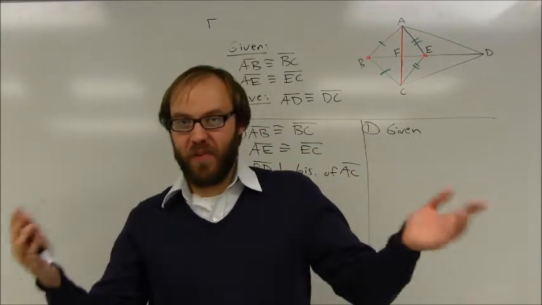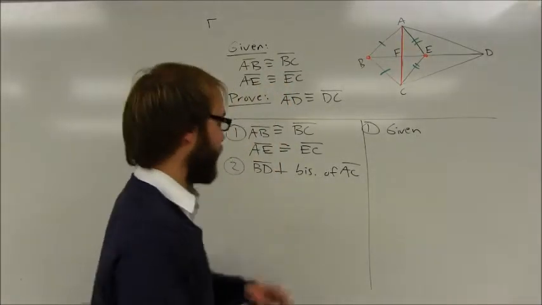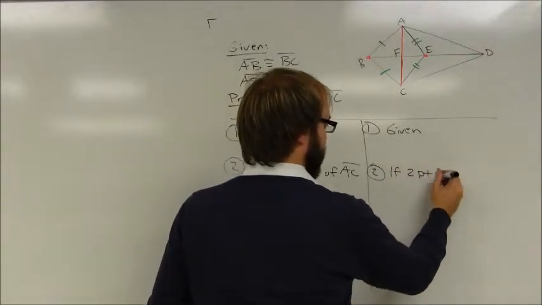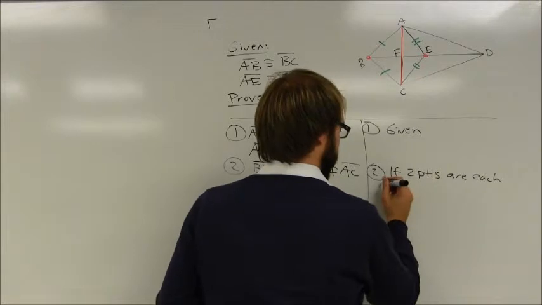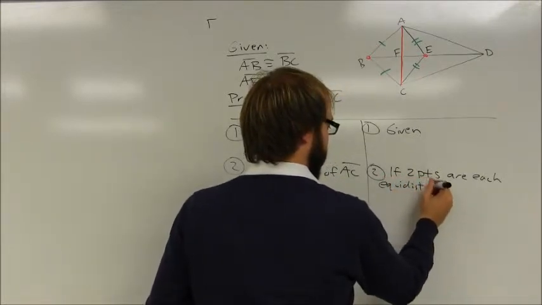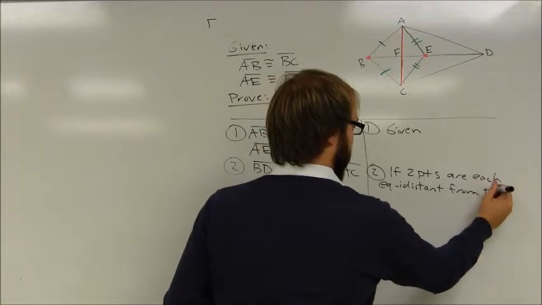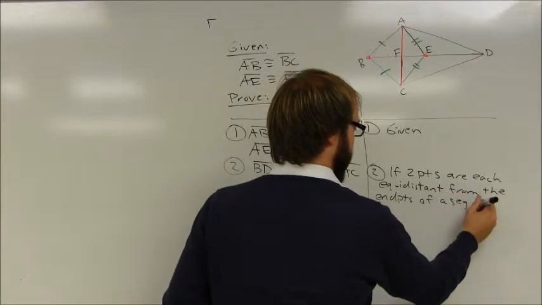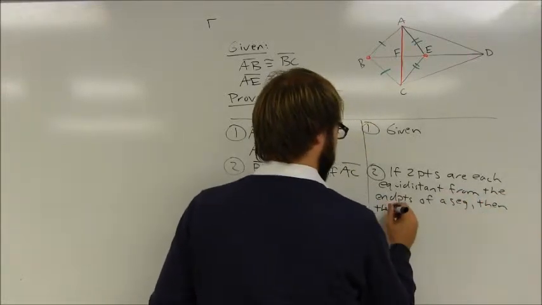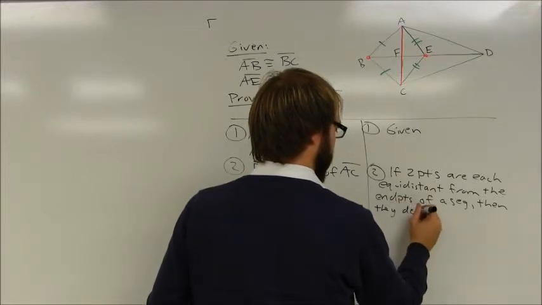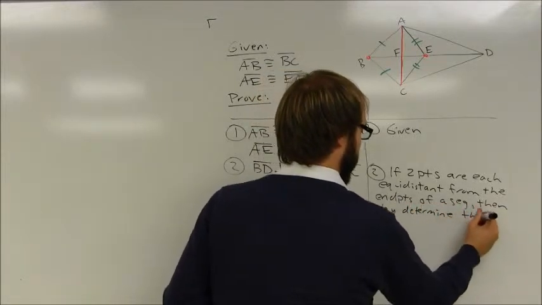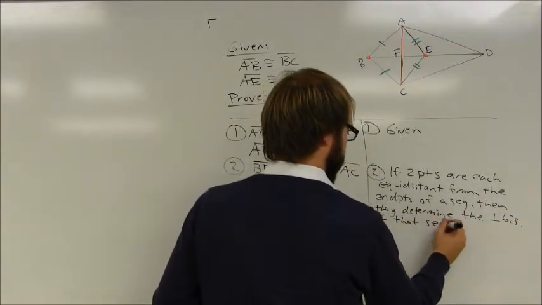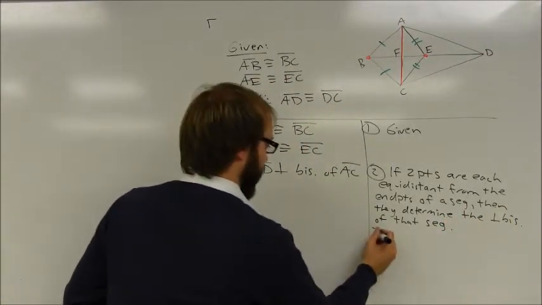Now again, you look at that and you say, well, why do I care? Why do I want a perpendicular bisector? Hang with me and you'll see. So that's, if you have 2 points that are each equidistant from the endpoints of a segment, then they determine the perpendicular bisector of that segment. Here's why that's so incredibly important.